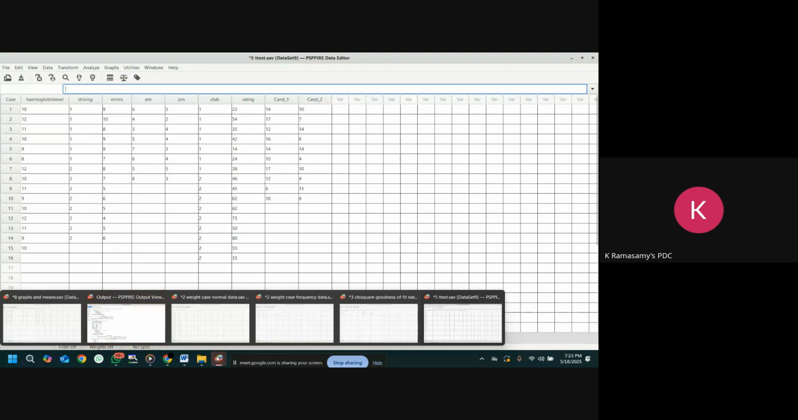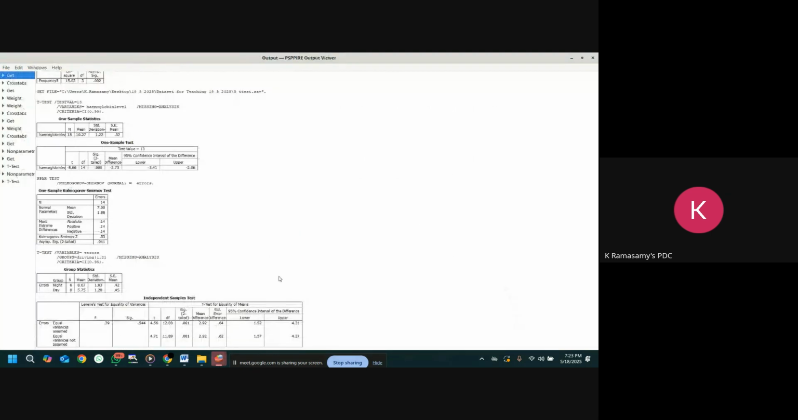Okay, fine. Now, what are the variables? Paired sample, first one is morning, send it across. Second one is afternoon, send it across. So now two variables are selected. Now I say okay. Let me go to the output window and see the reply.